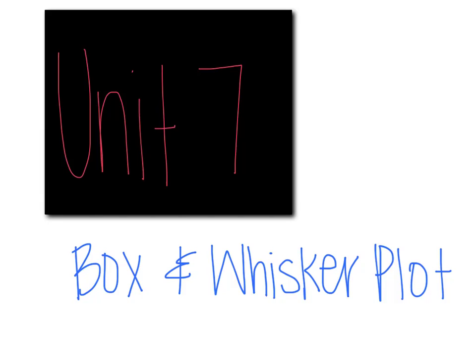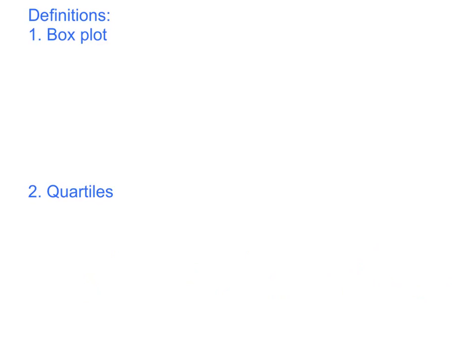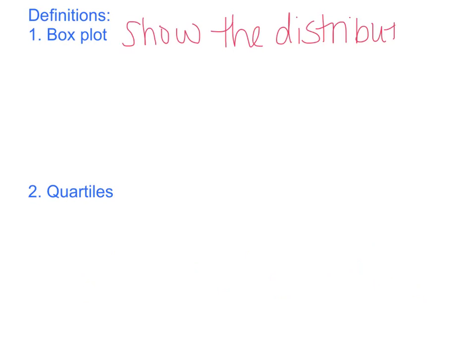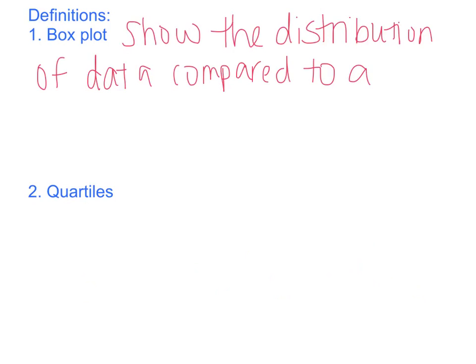Today we're going to talk about box and whisker plots. First we're going to talk about some definitions. The first definition is box plot. This is going to show the distribution of data compared to a number line.